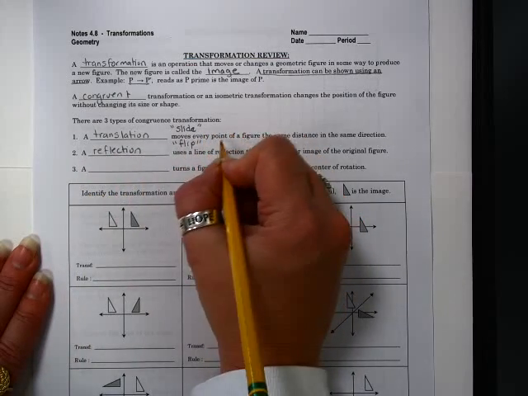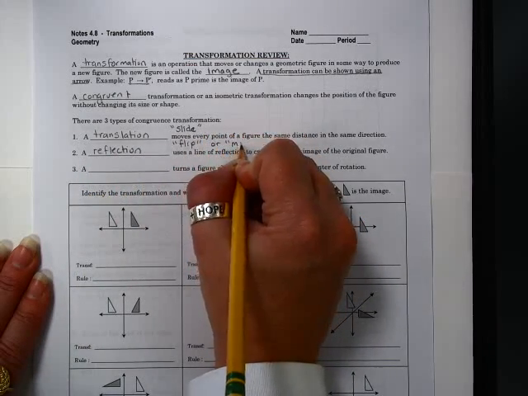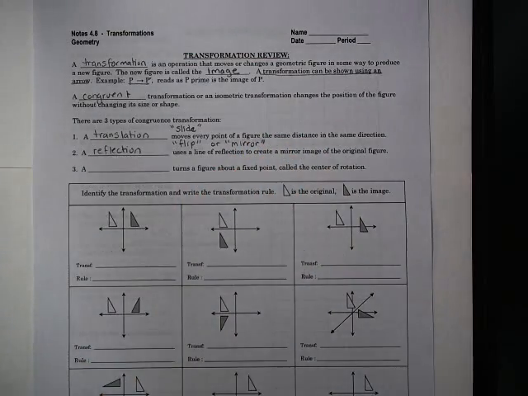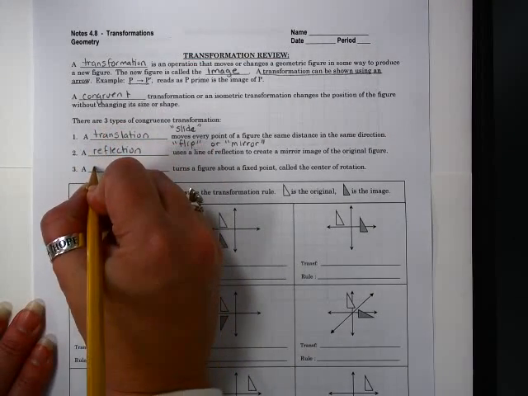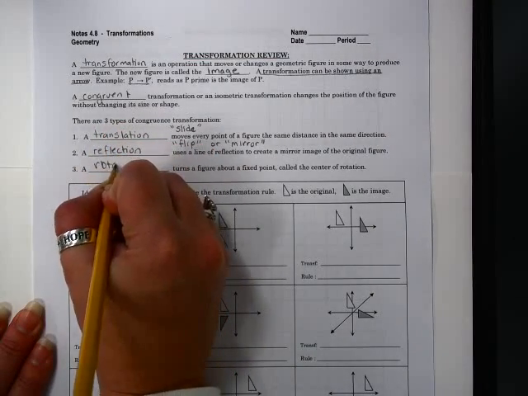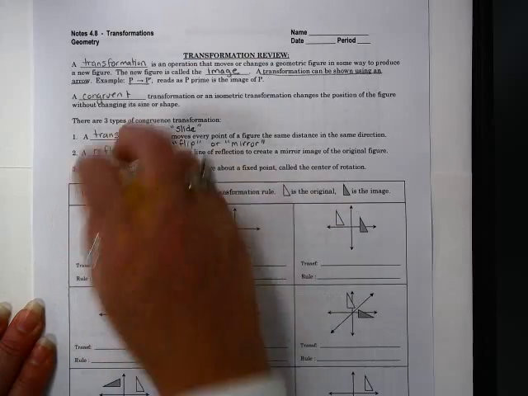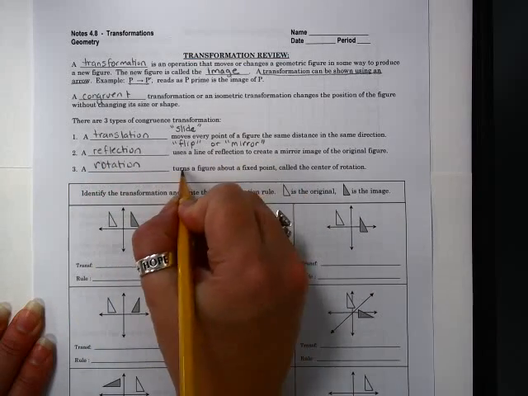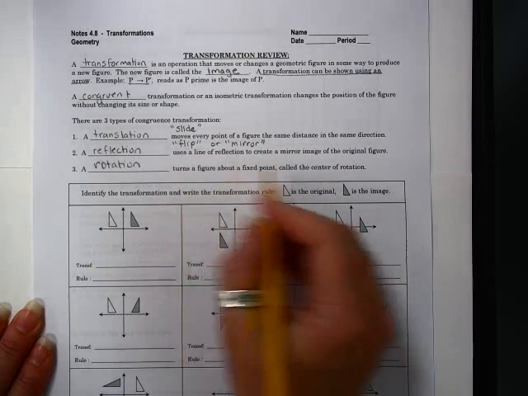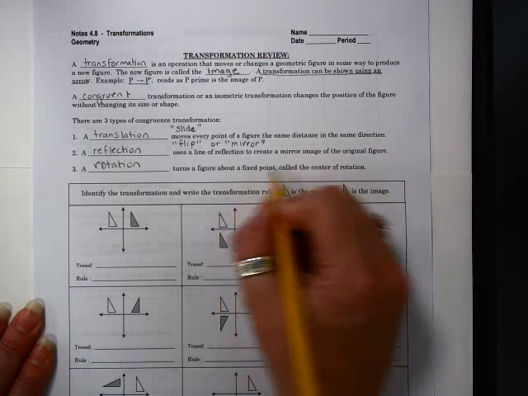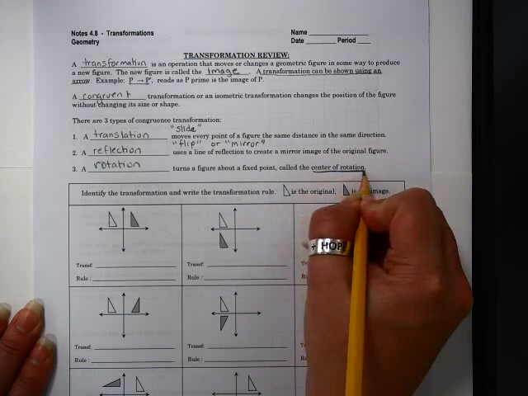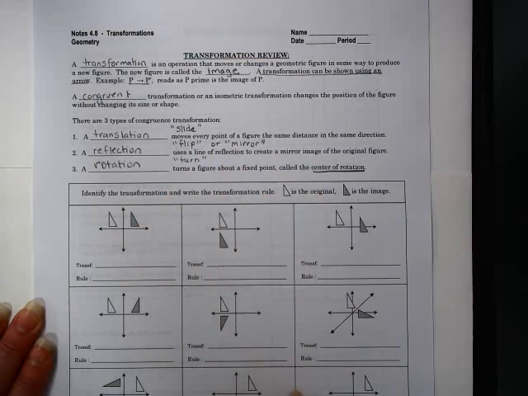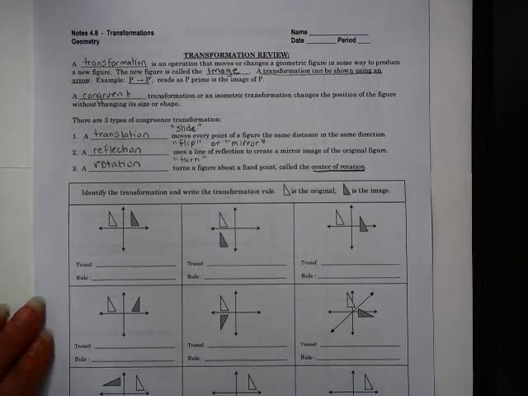And some people think of it as flip because of the FL. Some people think of reflection as a mirror, like a mirror image. Alright, the next one, rotation. Okay, so rotation, make sure that looks like an O. Rotation is where we turn the figure about a fixed point. And the fixed point is called the center of rotation. And this is a turn.